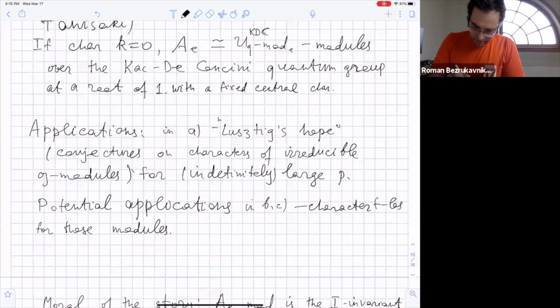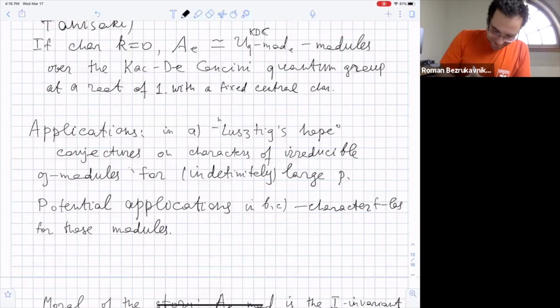Yeah. So how should I say? It's a proof for sufficiently large p. The conjecture is not for sufficiently large p. So for sufficiently large p.